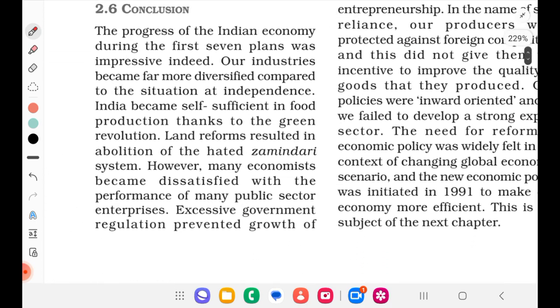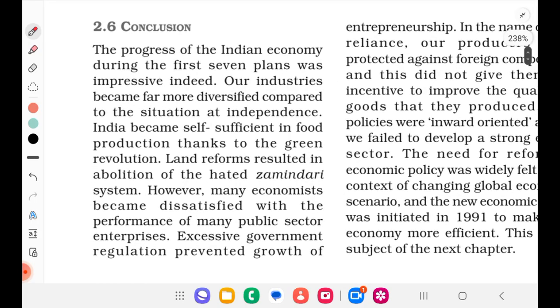Conclusion. The progress of the Indian economy during the first seven plans was impressive indeed. Our industries became far more diversified compared to the situation at independence. India became self-sufficient in food production thanks to the Green Revolution. Land reform resulted in abolition of the hated zamindari system. However, many economists became dissatisfied with the performance of many public sector enterprises.